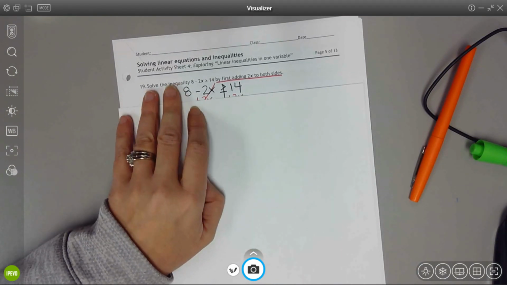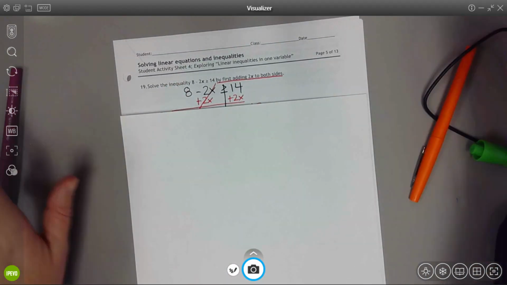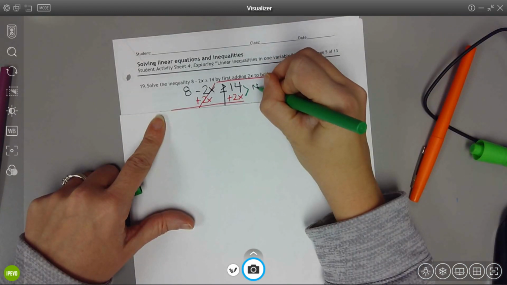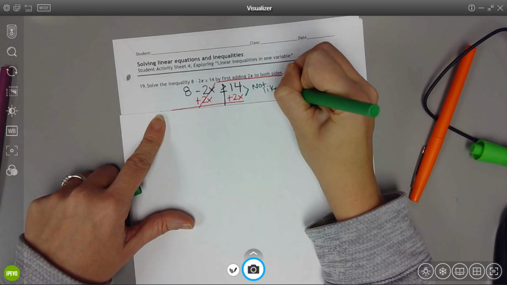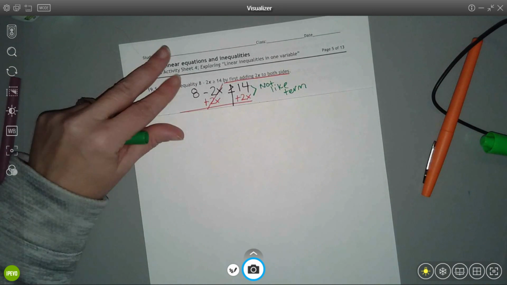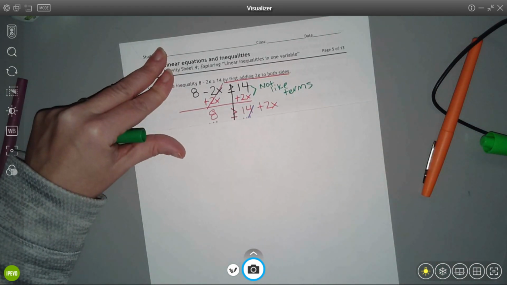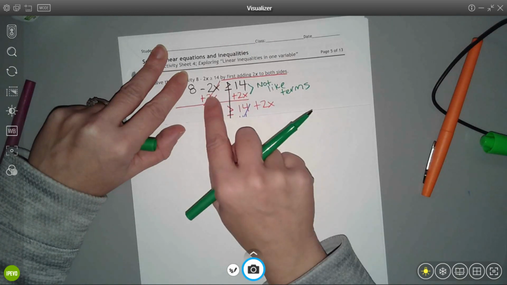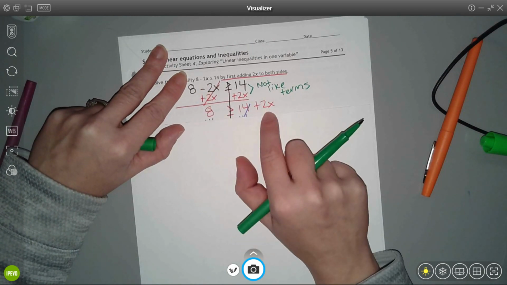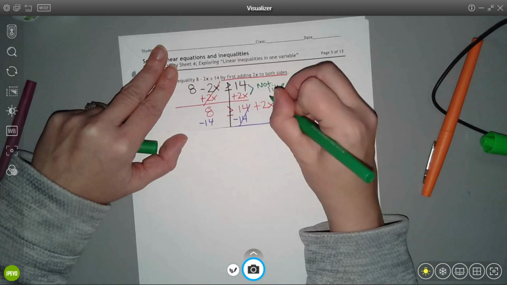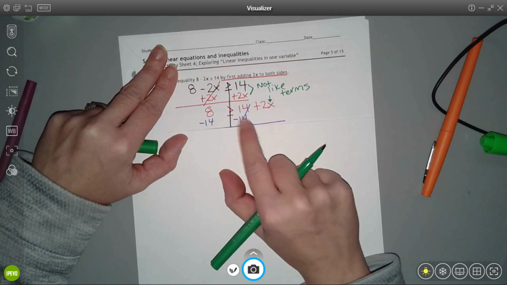What happens here, guys, is that this 14 and the 2x, they're not like terms, so we can't combine them. So what we did here is we wrote them next to each other. What they did was that they made that minus 2x a positive so that we didn't have to divide by a negative. Now, my x is still not by itself, so I need to get rid of this 14.